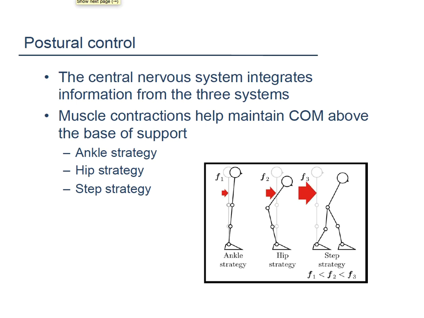If the central nervous system needs a larger adjustment, the muscles around the hips will be activated to maintain balance. We call this a hip strategy. If the adjustment required is too much to be handled by the ankle or hip strategies, the central nervous system will send a signal to initiate a step strategy. In step strategy, the person will take a step to widen their base of support.